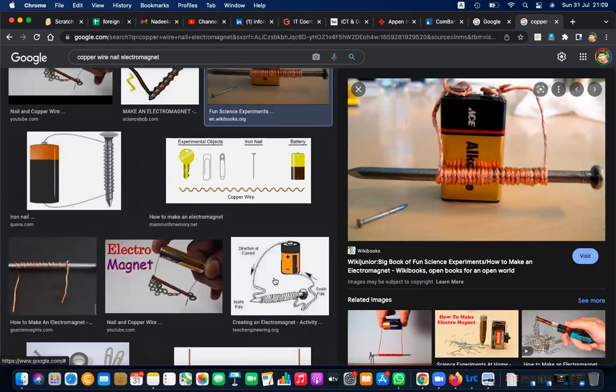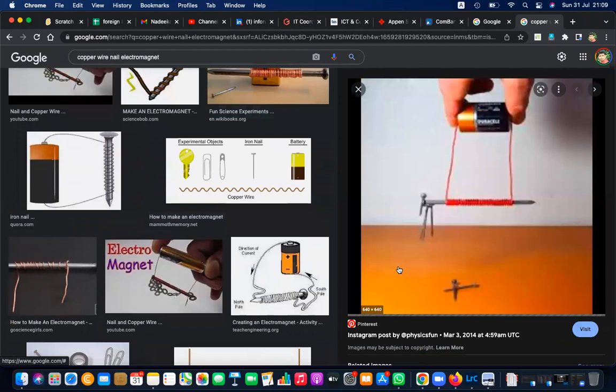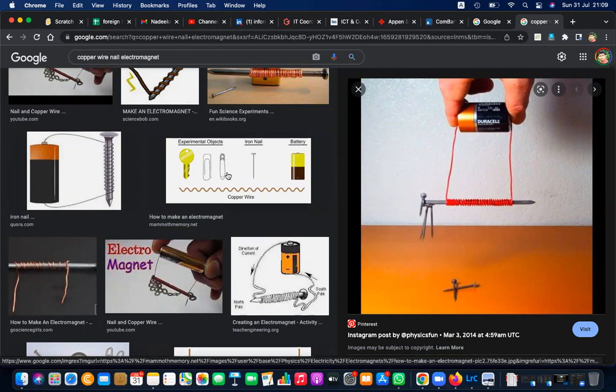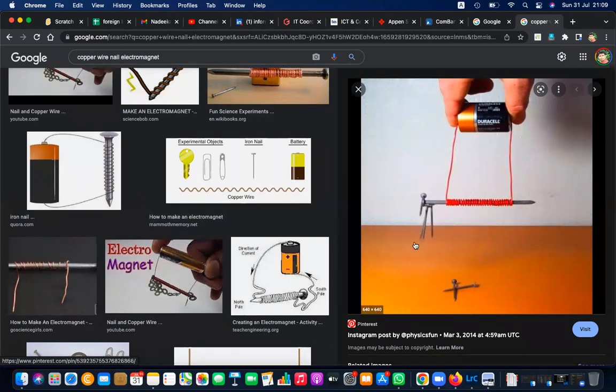When power is provided to this iron nail, what will happen? It will attract these magnet-sensible objects, maybe nails, clips, keys. These can be attracted by this. But when power is disconnected, it will be detached. When power is connected, it will be attached, but when power is disconnected, it will be detached.